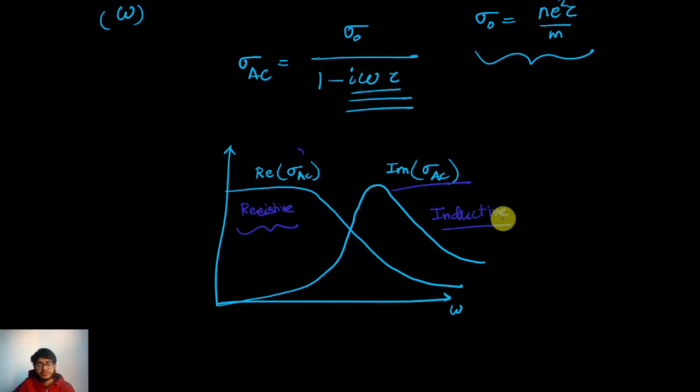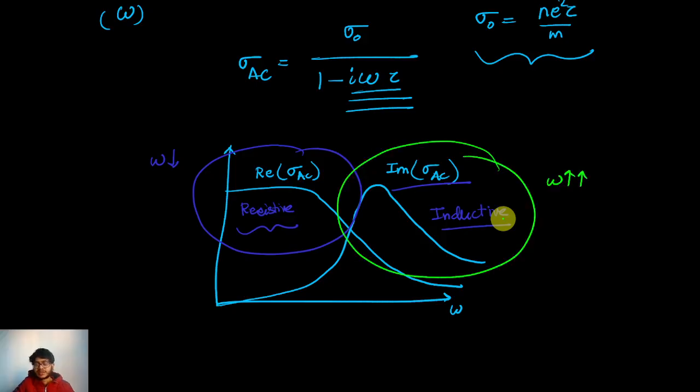In this regime, omega is low, so the electrons move with the electric field and they dissipate energy. Here, omega is too high, so the electrons in the metal don't get enough time to slosh or move with the electric field which was applied outside. This also has pretty good experimental backing.